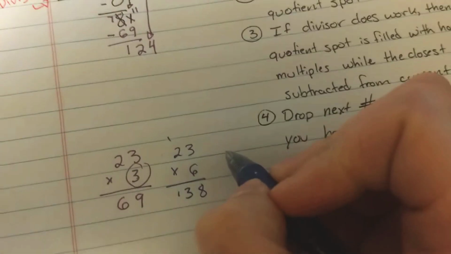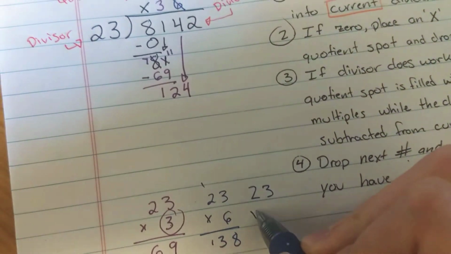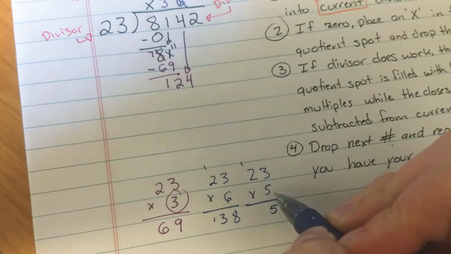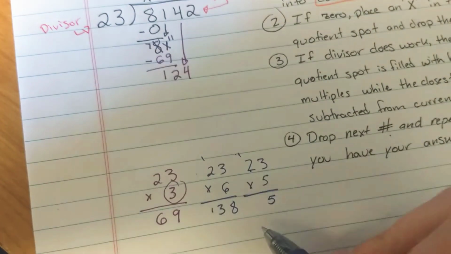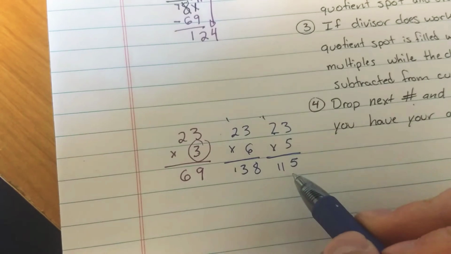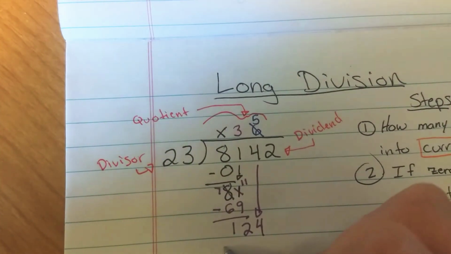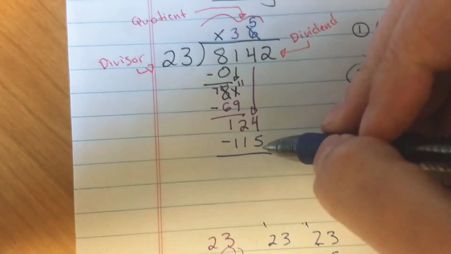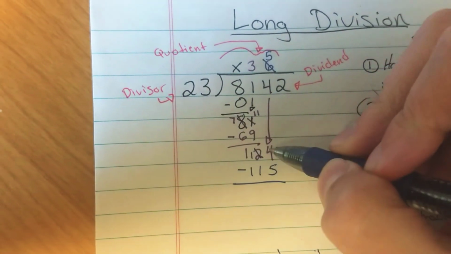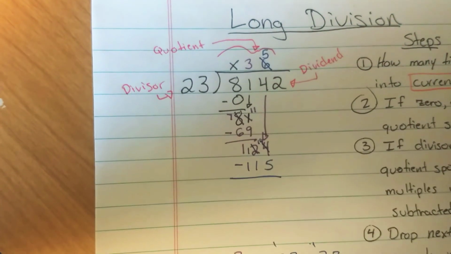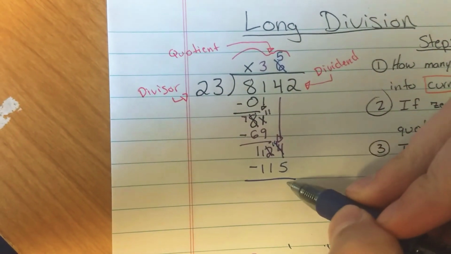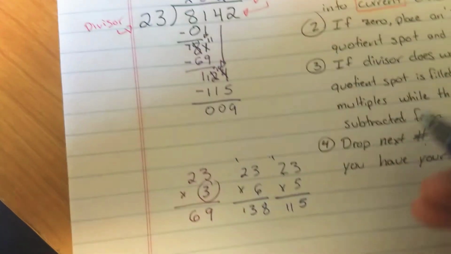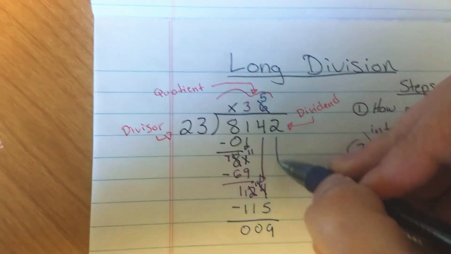And I'm going to go back here and I'm going to do my math. 23 times 5. 5 times 3 is 15. 5 times 2 is 10, plus 1 is 11. 115 is less, so I can go ahead and subtract that. I can't take 5 from 4, so this becomes a 1, and this becomes a 14. 14 minus 5 is 9. 1 minus 1 is 0, and 1 minus 1 is 0. I then go to step number 4 and I drop down the next number.